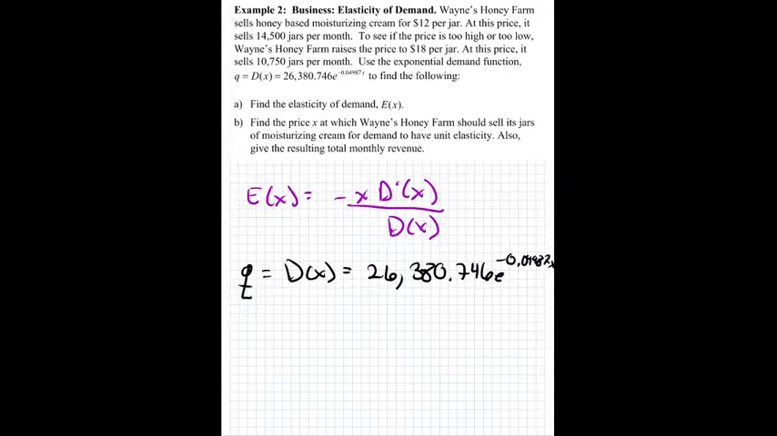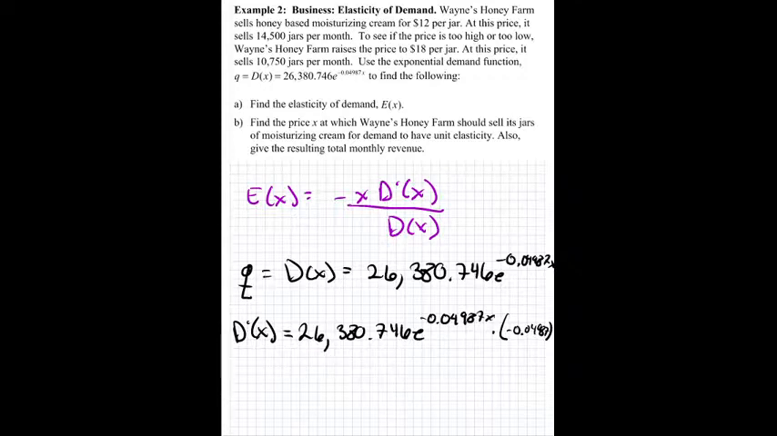Okay. So then d prime, we want the derivative. Remember for the exponential function, it's its own derivative, so we need to rewrite it. 26,380.746 e to the negative 0.04987x. Then we got to say times the derivative of the exponent. The derivative of the exponent is just that number, so we're going to say times negative 0.04987. Okay. I mean, we could simplify it, but I'm just going to leave it like that for now, for the sake of simplicity and time.